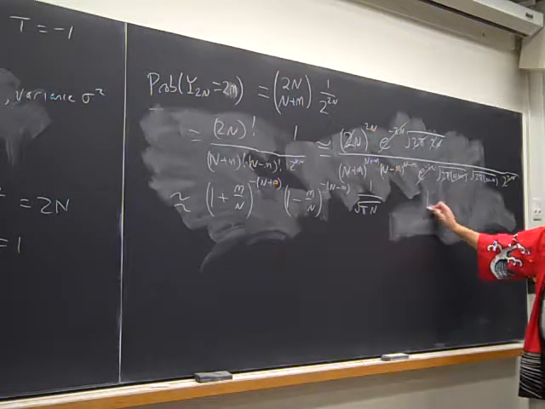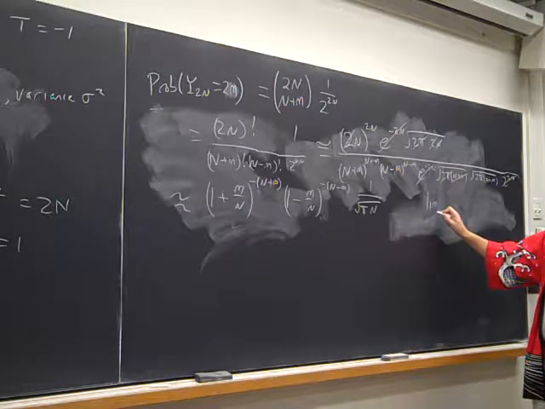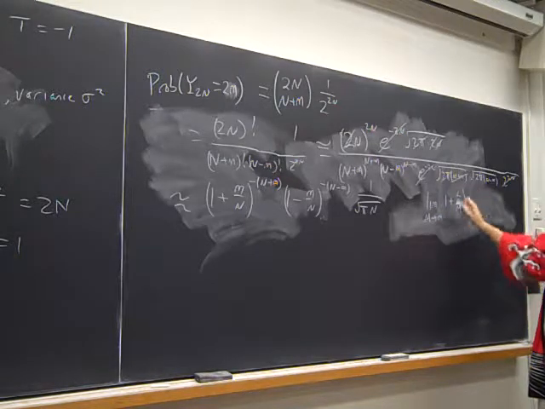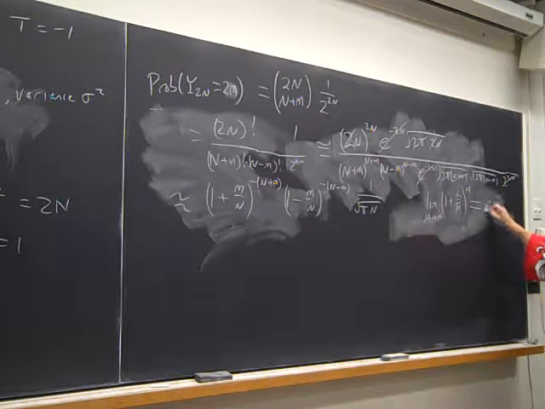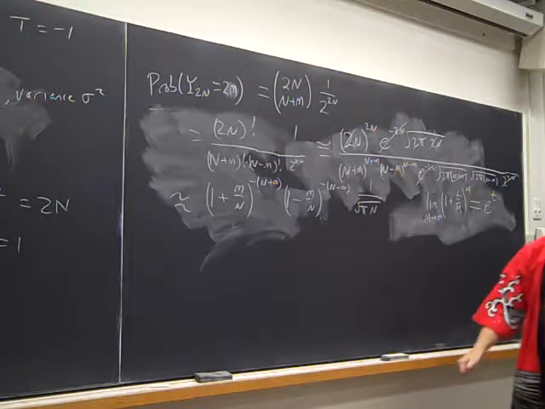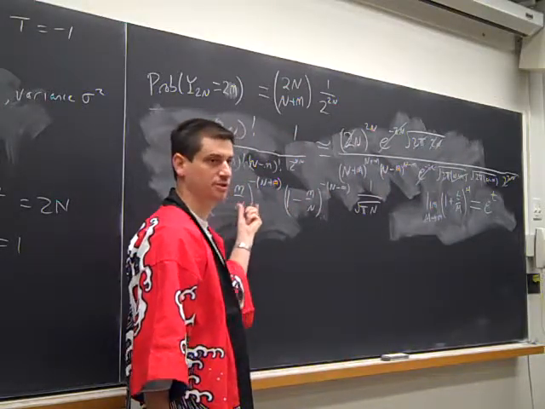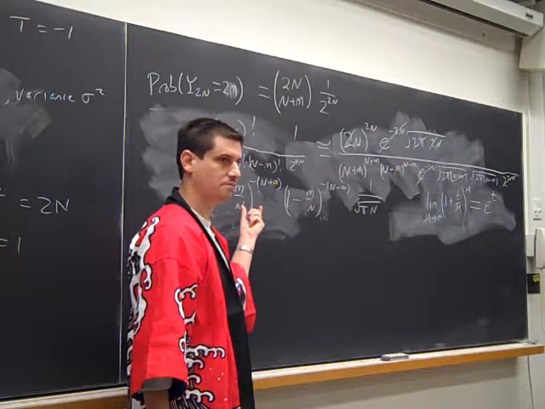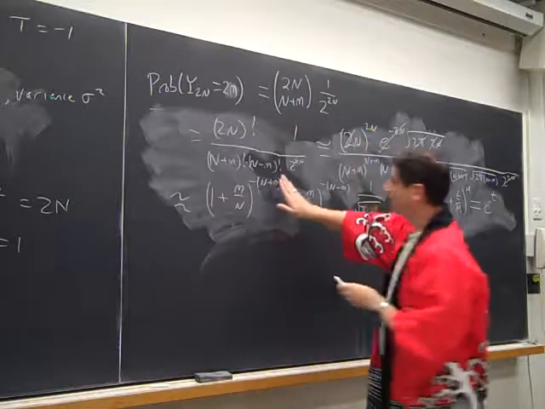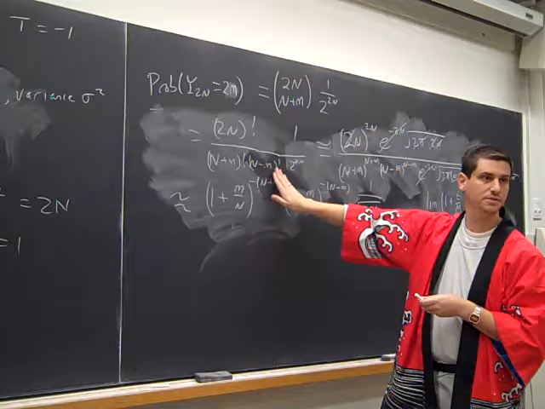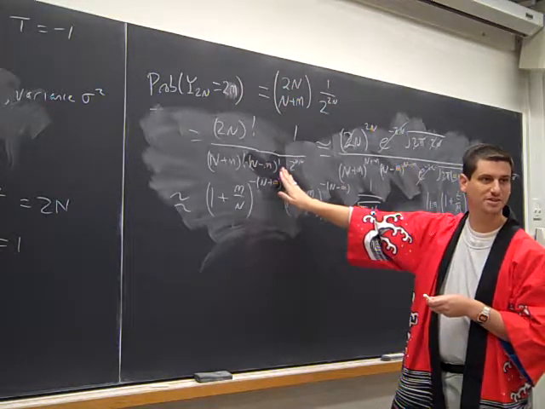And recall, the limit as, I'm running out of letters, we'll use big M goes to infinity of 1 plus t over M to the M is e to the t. If you've seen compound interest, this is another nice way of defining e to the x. Here m is much smaller than n. So approximately what power am I raising this to? To the n. And so now, oh look, I have 1 plus m over n to the n. What does that go to? e to the m.